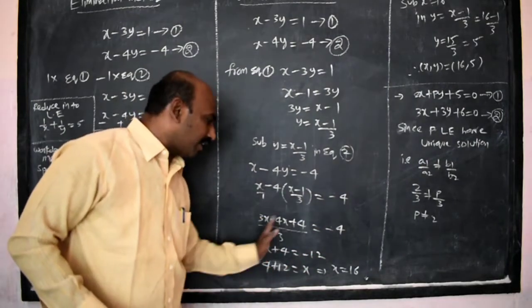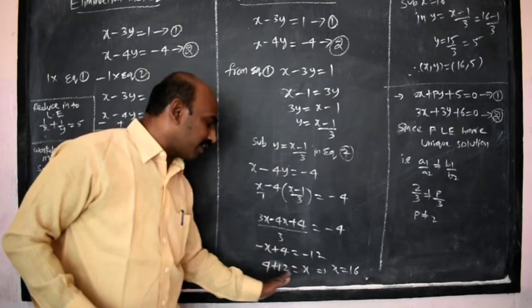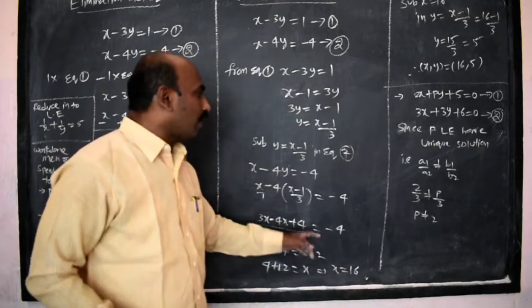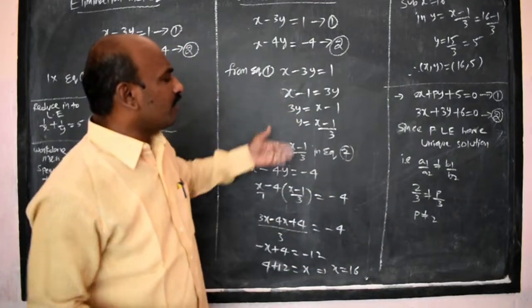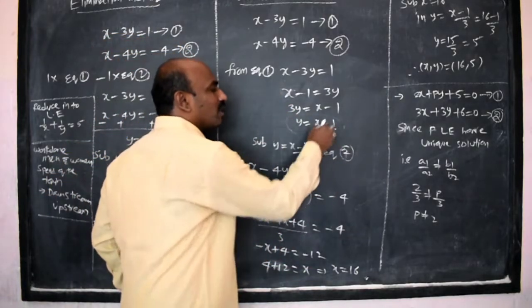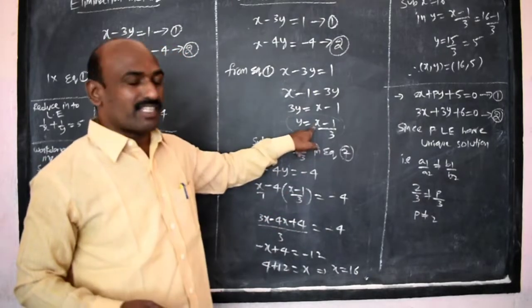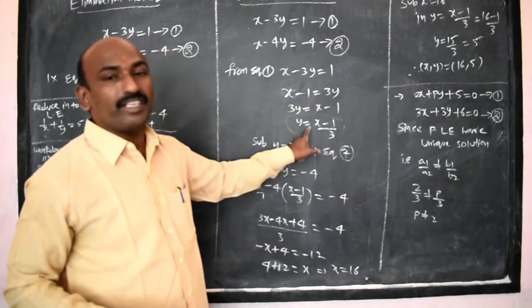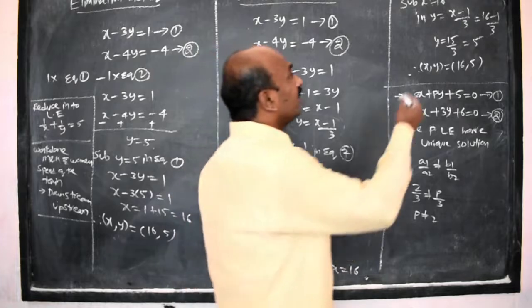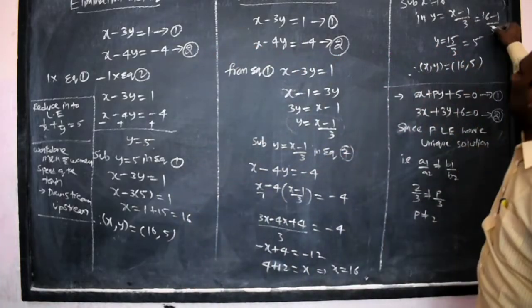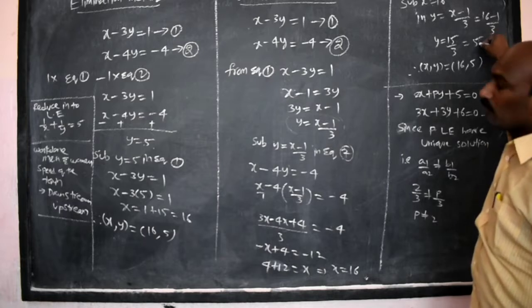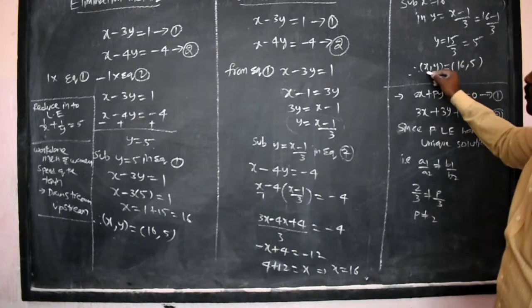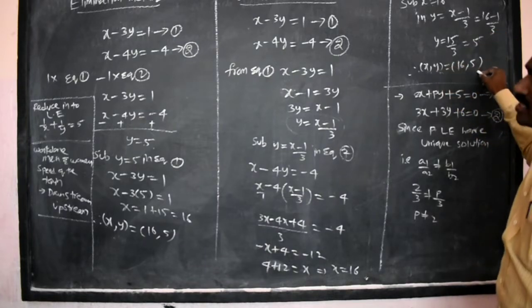Bring the minus x to the right side. 12 plus 4 equal to x, x equal to 16. Now I got x is 16. This x equal to 16, substitute in the equation where we already simplified y in terms of x. Substitute in y equal to (x minus 1)/3. Now y equal to (16 minus 1)/3, nothing but 15 by 3, nothing but y equal to 5. Therefore the solution I got is x comma y equal to 16 comma 5.